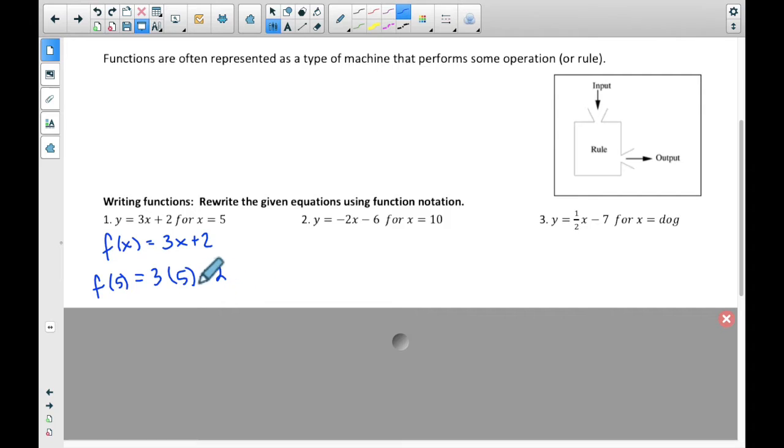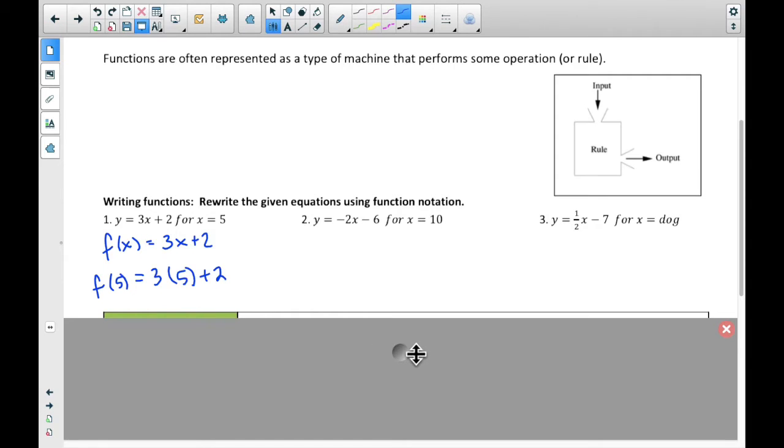Now notice it's kind of like that thing I just looked at a second ago. This one's not multiplication, but this one is multiplication. It's kind of confusing. You just have to pay attention to context clues. And then we would go ahead and simplify this. So on the left, we just keep it as f of 5. But on the right, that would be 15 plus 2, which is 17. And so our final answer on that problem would just be that f of 5 is 17.